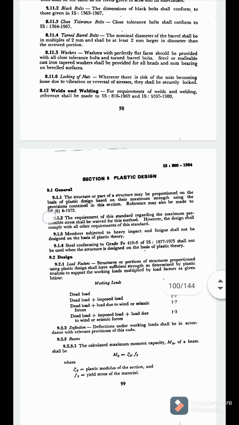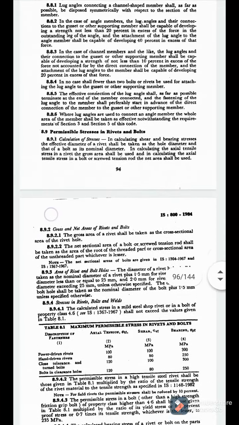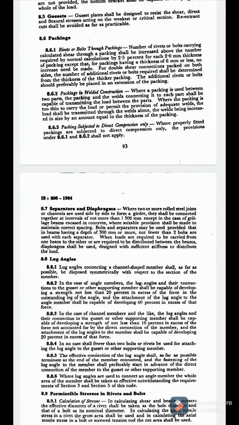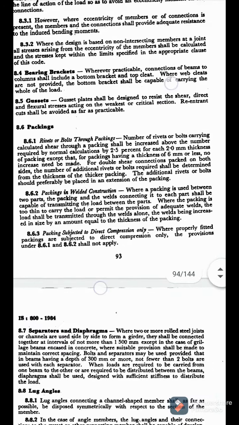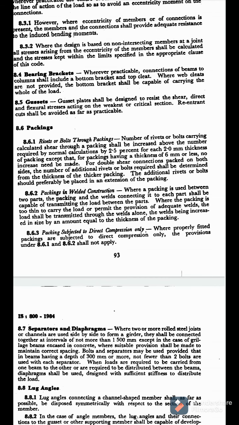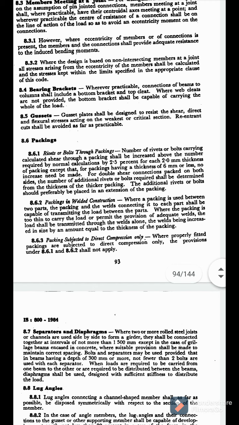Okay, there is packing, and we are going to miss packing, separator and diaphragm. Okay, packing. So here, 8.6 represents the packing. Rivet or bolt through packing: the number of rivets or bolts carrying calculated shear through a packing shall be increased above the number required by normal calculation by 2.5% for each 2 mm thickness of packing, except that for packing having a thickness of 6 mm or less, no increase need be made.